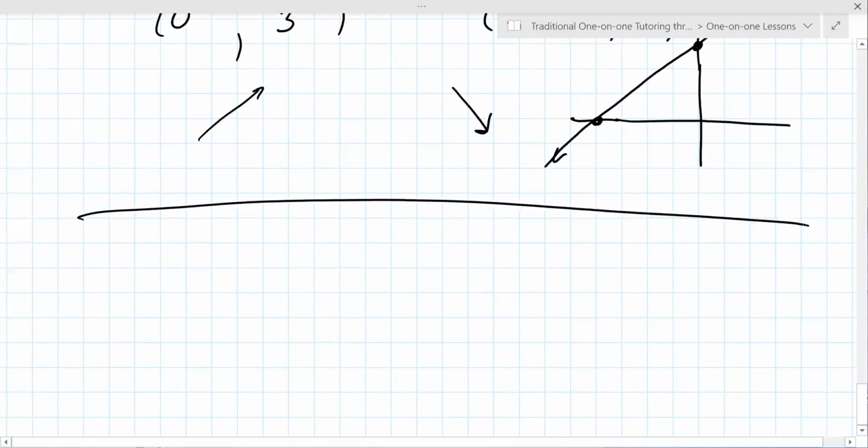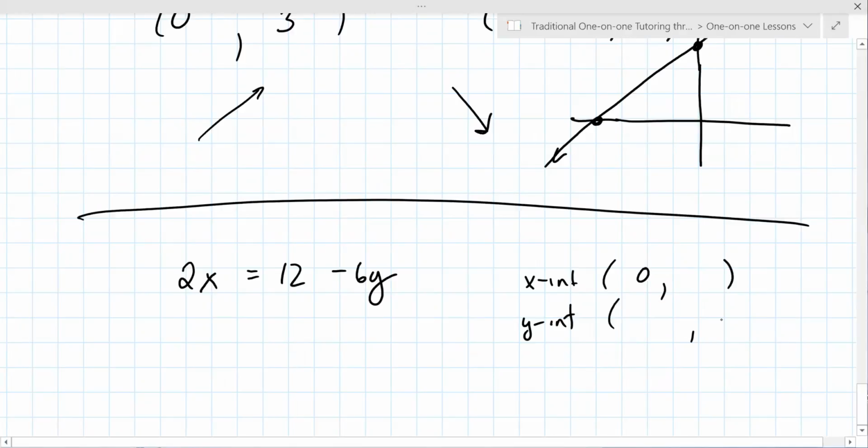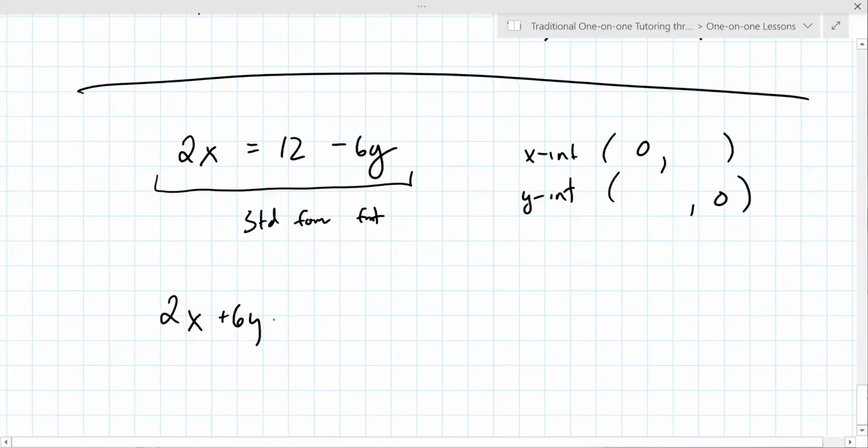Let's try another one here. I'm going to give this to you in the wrong form. 2x equals 12 minus 6y. I want you to find the x-intercept and the y-intercept, which is essentially another way of saying 0 comma blank, blank comma 0. But you need to put this in standard form first. Okay, so 2x plus 6y equals 12. Is this reduced? No, you need to divide it all by 2.